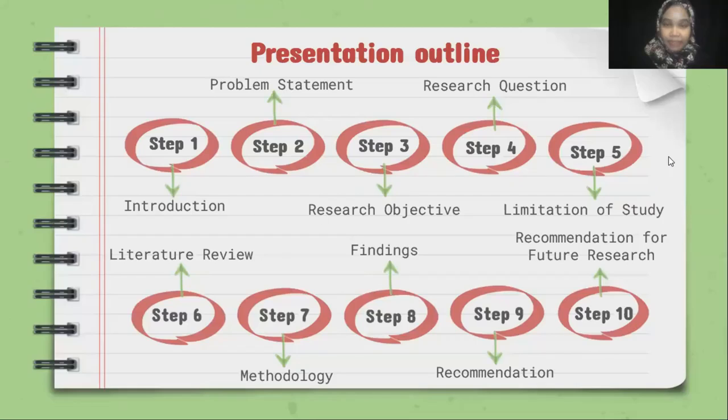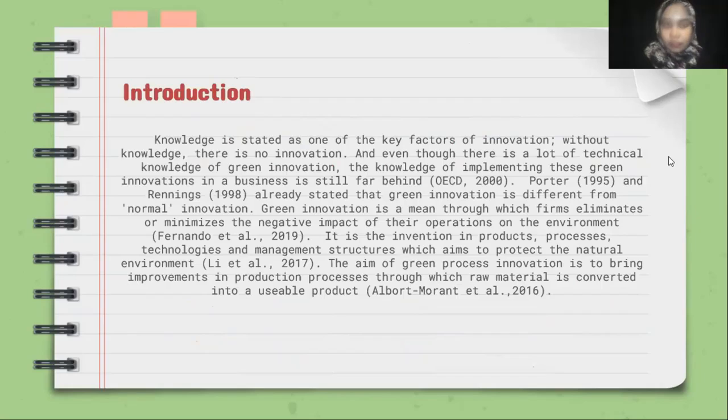So as seen in the slide, this is the presentation outline. Step 1 is introduction. Step 2, problem statement. Step 3, research objective. Step 4, research question. Step 5, limitation of study. Step 6, literature review. Step 7, methodology. Step 8, findings. Step 9, recommendation. And last but not least, recommendation for future research for step 10. Moving on to the introduction.